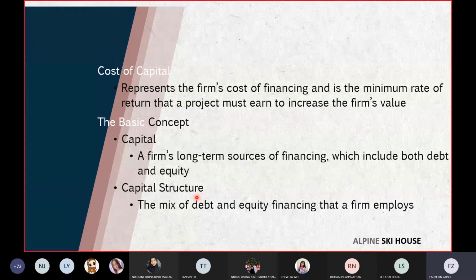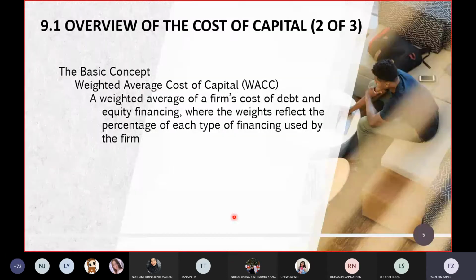And then what's a capital structure? A capital structure is a mix of debt and equity financing that a firm employs. Meaning to say, how are you going to acquire the capital? Are you going to use the same proportion of debt, or the same proportion of issuing shares or using some type of equity? The mix of how you're going to source the financing, we call it the capital structure.